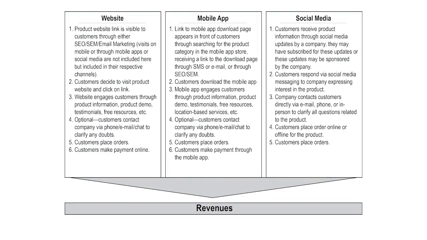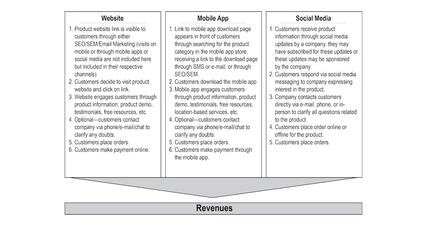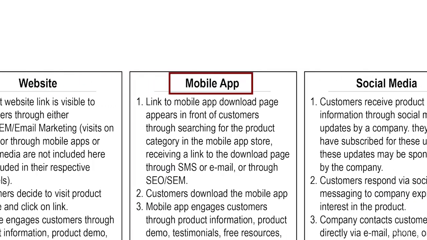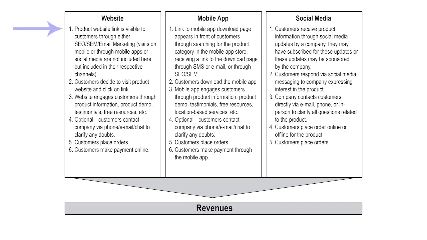In this figure, the primary metric is revenues, and there are 3 digital marketing channels that can be used to achieve targets related to revenues: the website, the mobile app, and social media. For each channel, the figure shows the steps in converting interested prospects. A company needs to ensure that each step in the conversion hierarchy is oriented towards moving as many customers as possible from one step to the next.